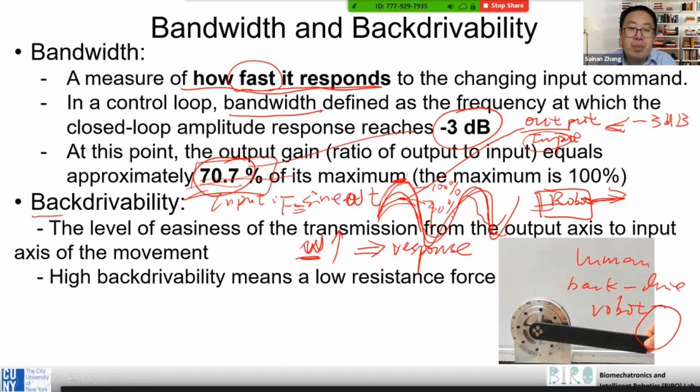And typically, there are several scenarios. Typically, we use the unpowered scenario, the unpowered condition.